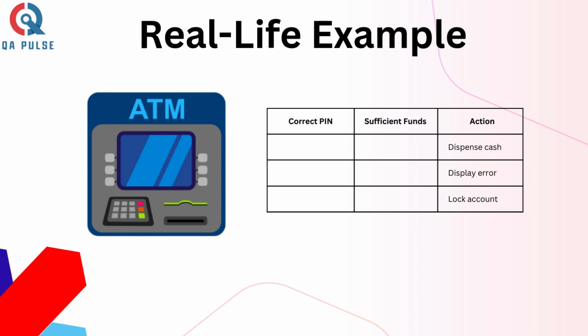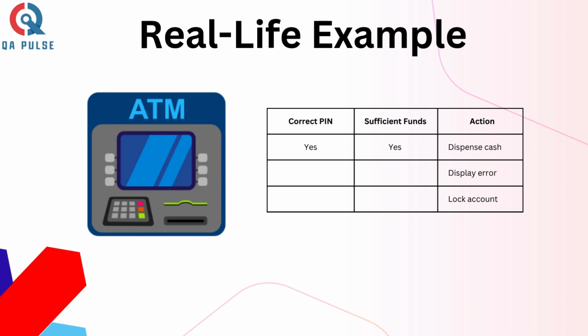Okay, now you will combine the conditions and actions into a table. Each row represents a specific scenario. Okay, let's consider scenario 1. If the user enters the correct PIN, the first condition is yes, and has sufficient funds, the second condition also goes yes, so the action is to dispense cash. For example, if a user enters PIN 1234 and wants to withdraw $50 from an account with $100, it is a success.